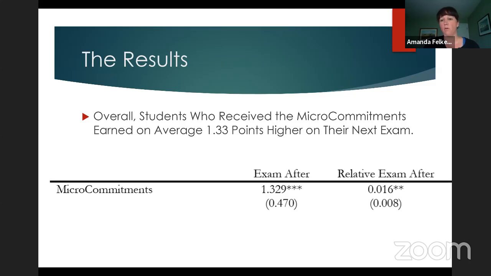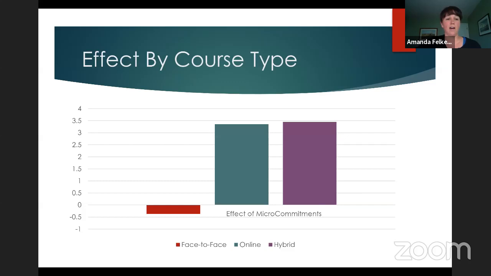This is what we found. Overall, students who received the commitment device rather than simply the nudge performed 1.33 percentage points higher on their next exam, the exam after the experiment. But what's interesting is that all of the effect was in the online and hybrid courses. So there was an insignificant effect of the micro commitments on the face-to-face courses, which maybe is a partial substitute for the social accountability that goes along with face-to-face courses.